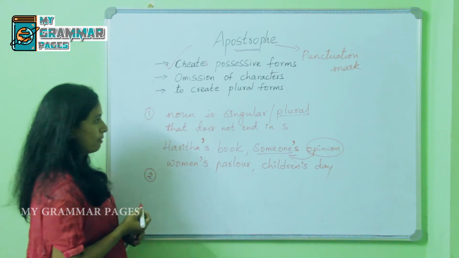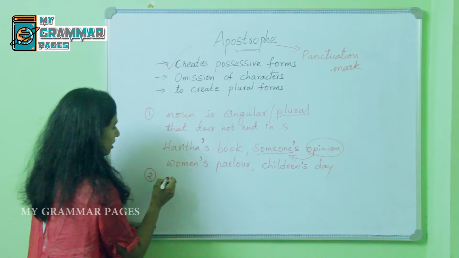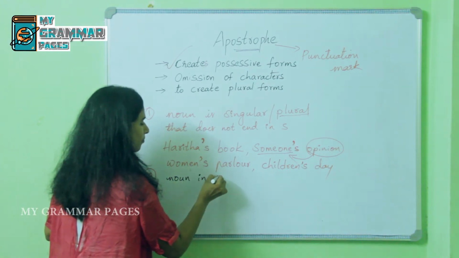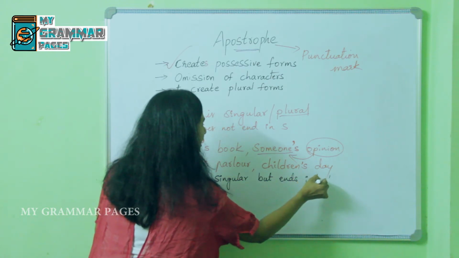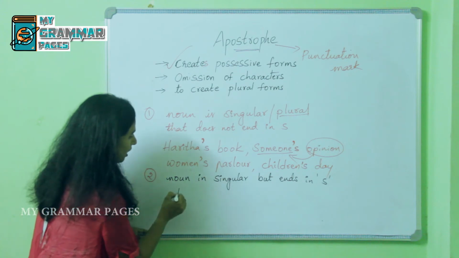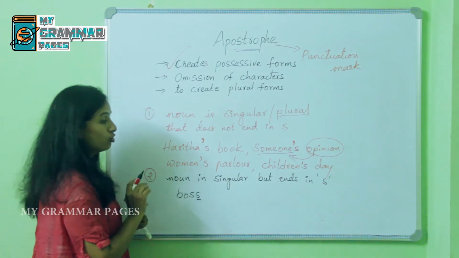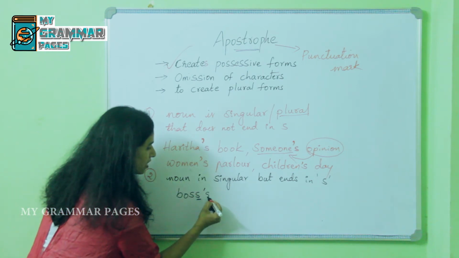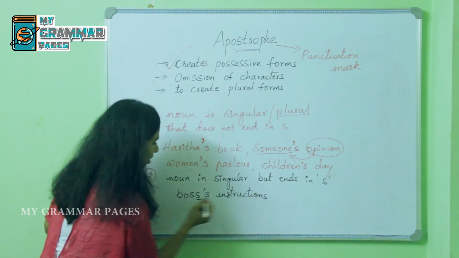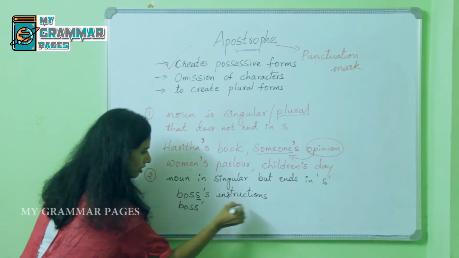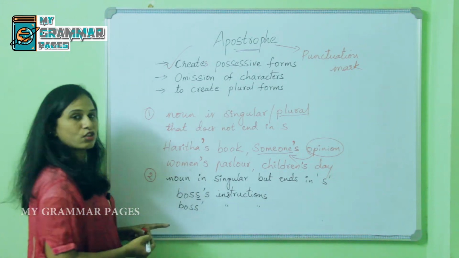Now rule number 2. Sometimes the nouns will be singular but end in s. So let me take the example: a noun in singular but ends in s. What is to be done? For example, take boss. This boss is a singular noun. It has already ended with s, but it is not plural. So we can use an apostrophe for this: boss' instructions, or else we can write boss's instructions. Either you can go with just an apostrophe after the last letter, or you can keep an apostrophe and add s to that.